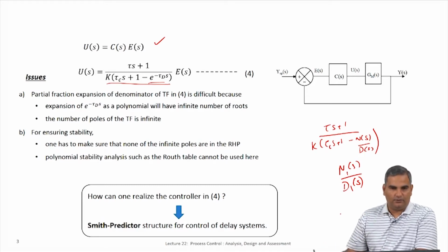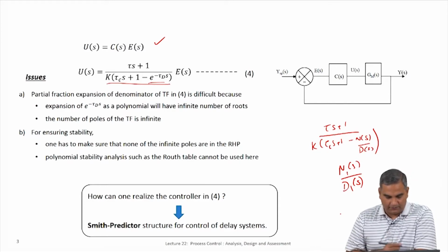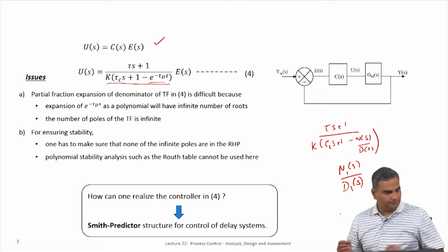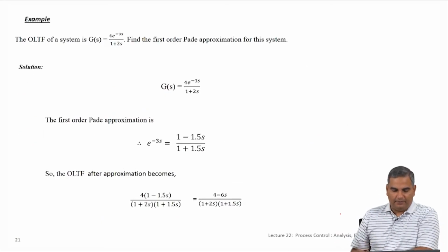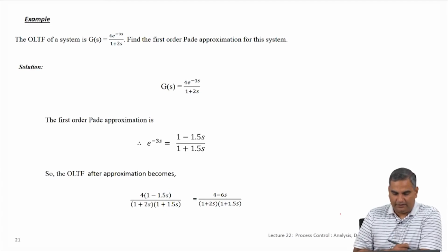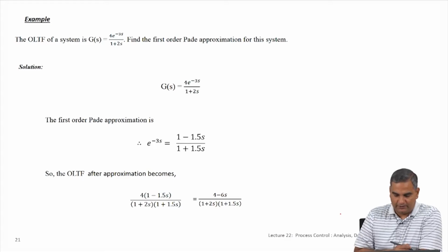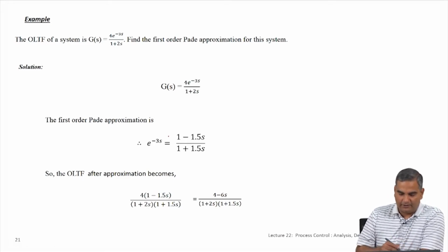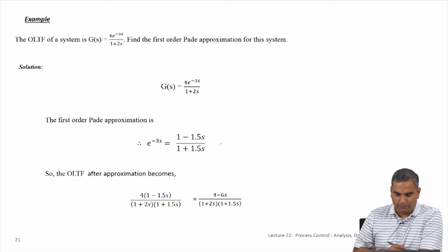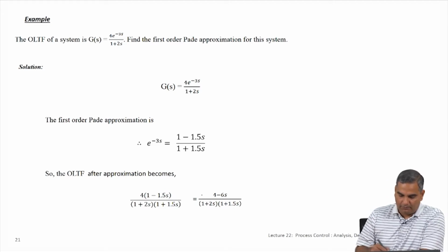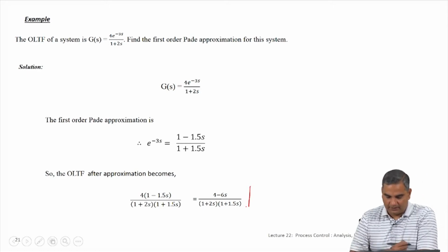You can simply look at how to do the expansion of this and work with all of these other things that we have taught you. So a simple example, let us say I have a transfer function of the form 4 e power minus 3s divided by 1 plus 2s. If you write your e power minus 3s as a Pade approximation, it will be 1 minus tau d s by 2, so it will be 1 minus 1.5s divided by 1 plus 1.5s. Then you can put this into this transfer function and you will get a new transfer function.